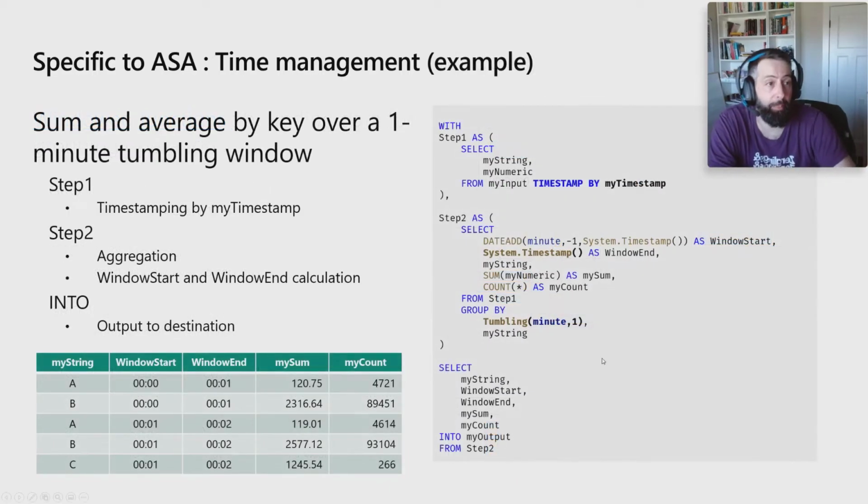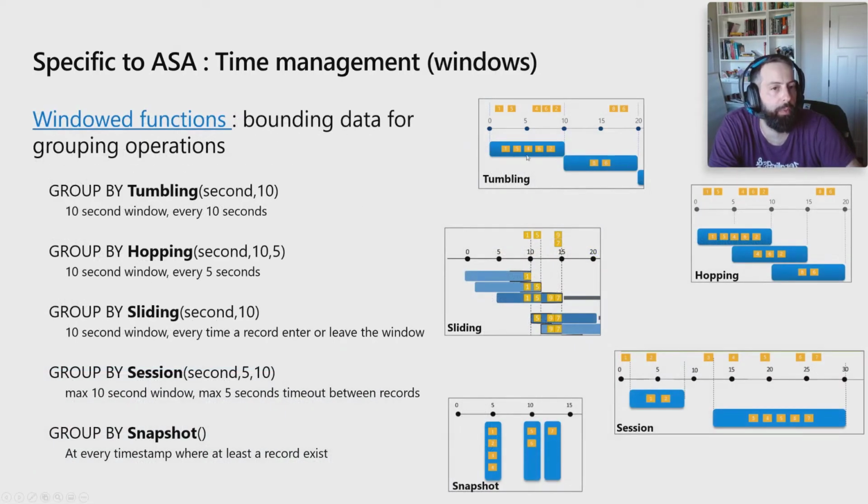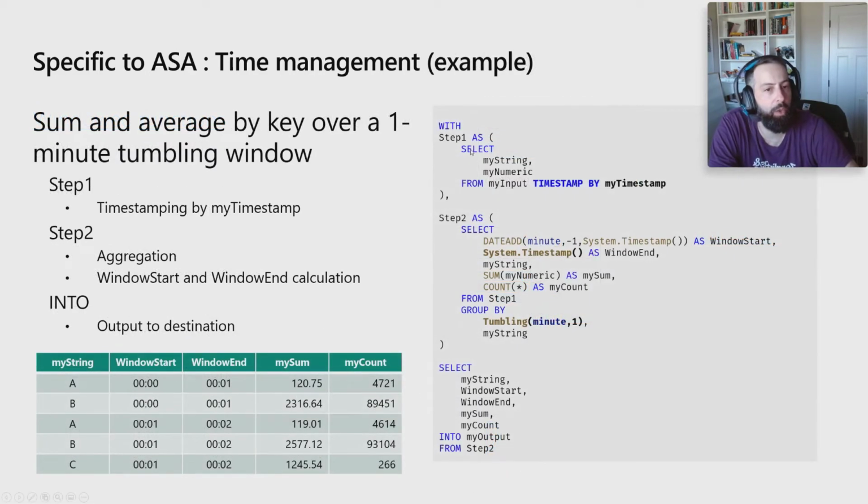And just a little example here, mixing things. Here we need to do a sum and average by key over a 1 minute tumbling window. So tumbling window, that's this one. Every minute, I need to know how many records I have. So I'm using the recommended approach of using a common table expression with multiple steps and then one single select into output. First step, select from my input timestamp by my timestamp. Here, I don't care about that after that. And I know I have system.timestamp, so I'm not even projecting my timestamp.